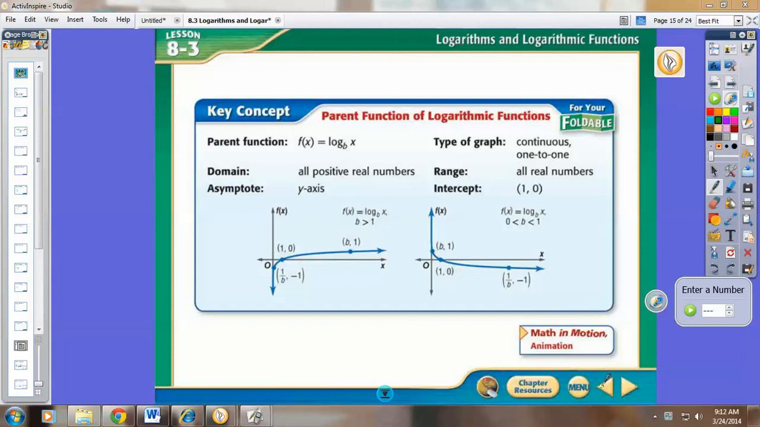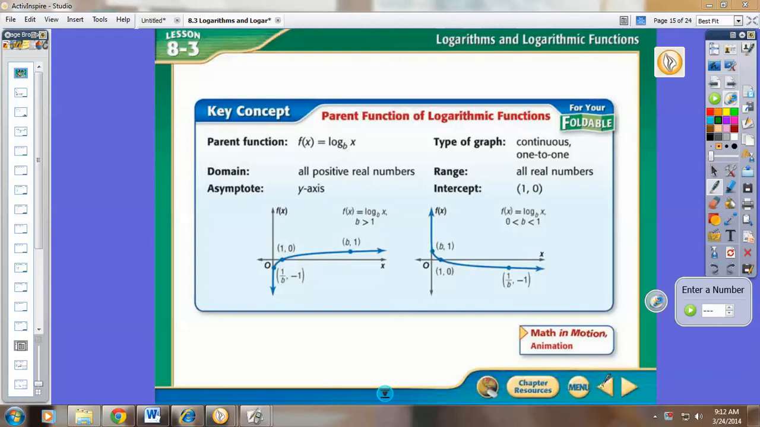We are continuing on with section 8.3, which was all about logarithms and logarithmic functions. Today our focus is going to be on graphing. So you probably will need a calculator. If you don't already have one, you definitely need to grab one. You'll need graph paper, which you should have as your note sheet.